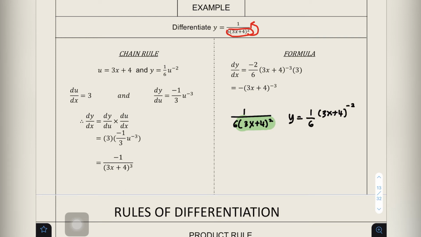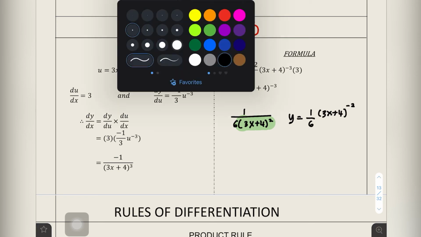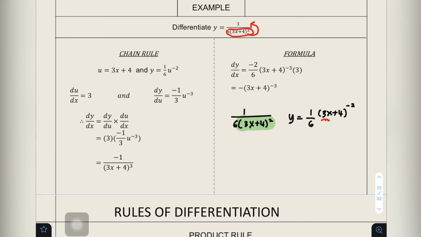Now, if you want to use the chain rule, you need to break your equation into two different equations. Remember, the one that is inside the bracket will always be u. So write your u, you have your u equal to 3x plus 4. You substitute everything here with u, and you will have y equal to 1 over 6 u to the power of negative 2. Now you can differentiate both equations. Differentiate the first equation, you have u in terms of x.